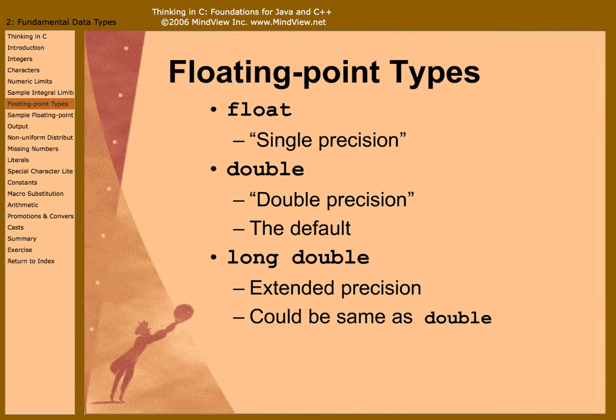For our purposes, we just want to note that there are three flavors of real numbers. They may or may not differ in the number of digits they allow, but generally you will find that float is the least precise. It's often called single precision. Double, of course, is double precision, and they're different on most platforms. Long double depends on your vendor.